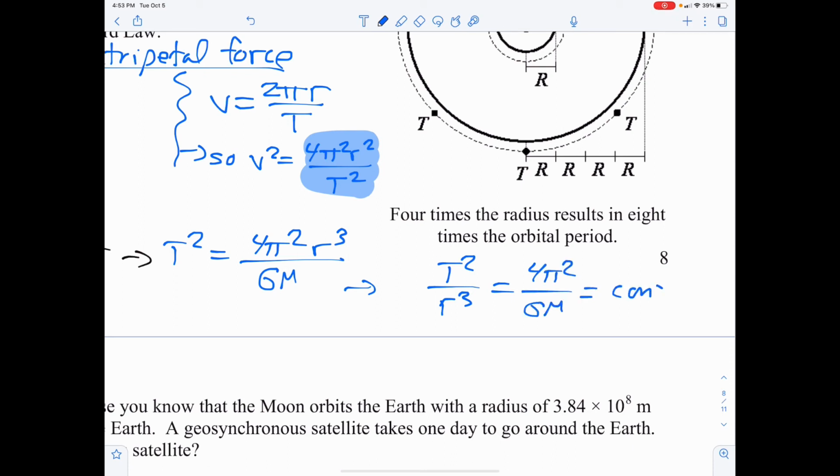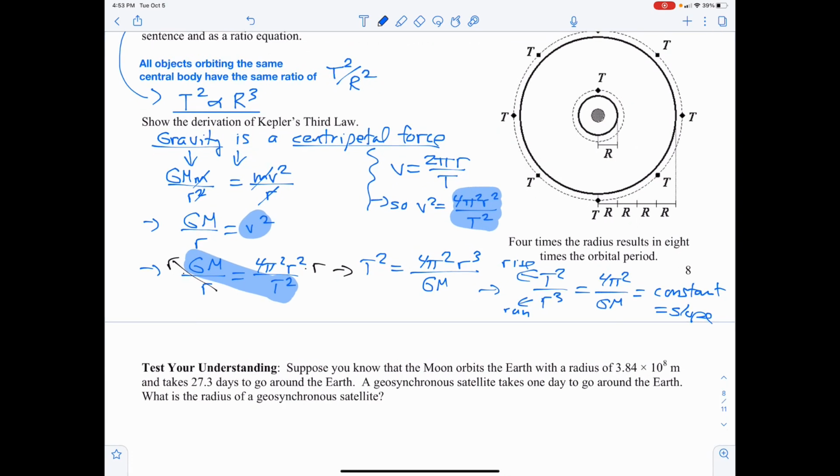And that, ladies and gentlemen, is a constant value, which will end up being the slope when you plot T squared as the rise versus r cubed, which is the run. So if you plot that planetary data, you'll get a constant slope, and that slope will be equal to this ratio here of 4 pi squared over G times the mass of the planet. So this is Kepler's third law written in equation form. This is the law written as a proportion.